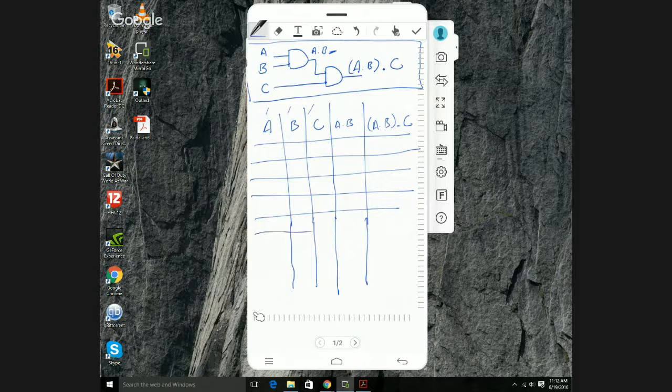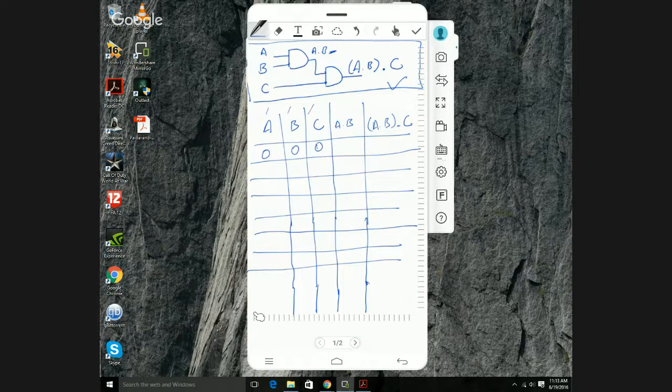Now, what are possible combinations? Just think of these A, B, C as three switches. We have three switches, and we want to verify all the combinations. Let's switch off all the switches and see what happens at the output. So this is what a truth table is about: actually verifying how your circuit behaves.